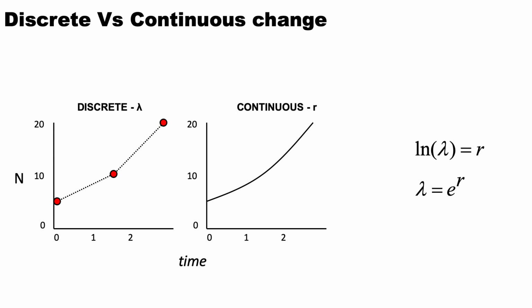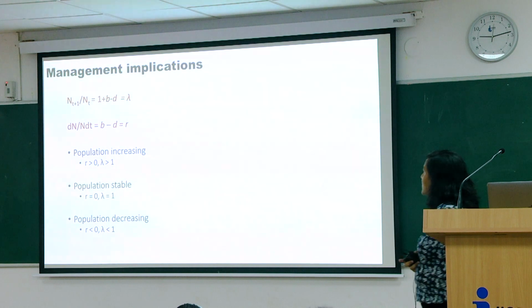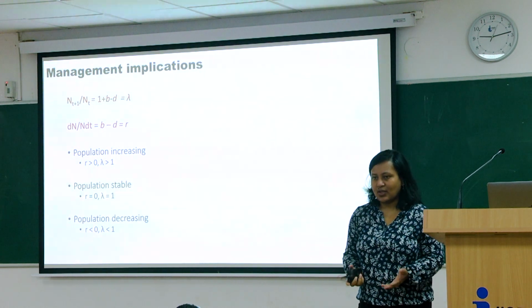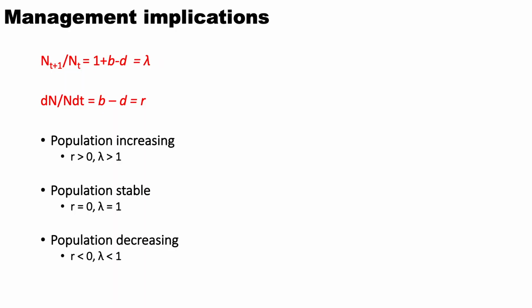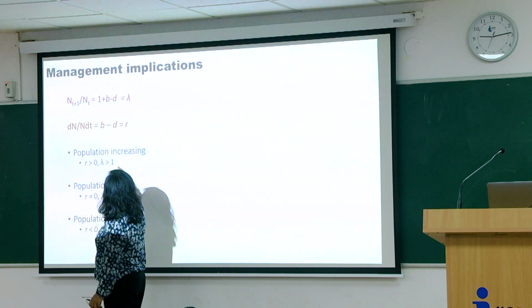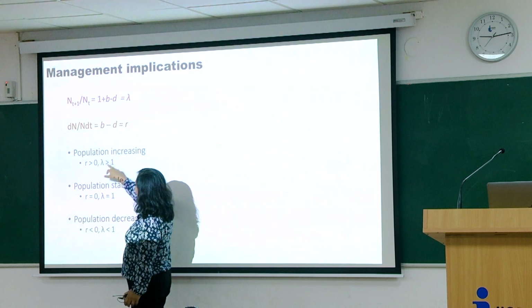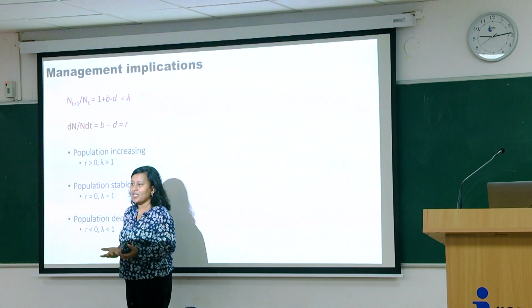Fine. So let's look at how these values are used while managing bird populations. What do they mean when it comes to managing bird populations? Those are the equations. When the population is increasing, we'll assume that B is greater than D, births are more than deaths. In that case, just fill the values in those equations. So what will happen is R will be greater than 0 and lambda is going to be greater than 1. Is it clear from the equation? So when we want to infer that population is increasing, this is how these values are supposed to be.